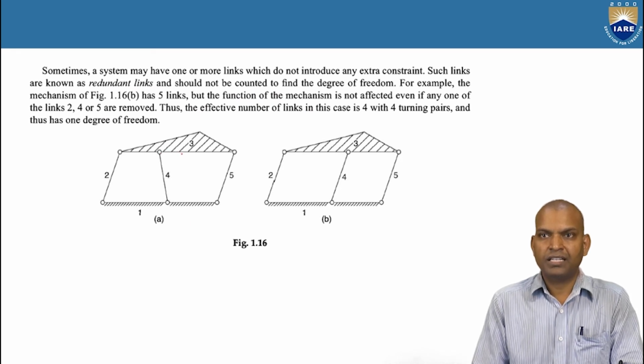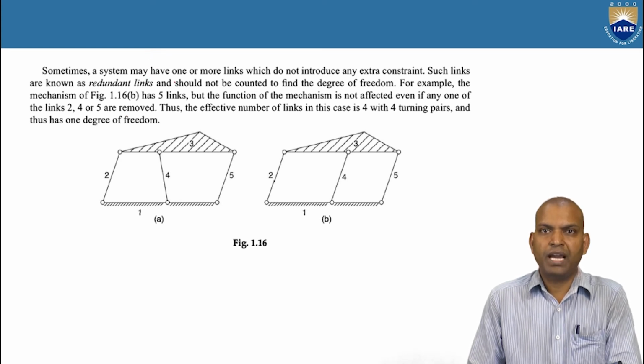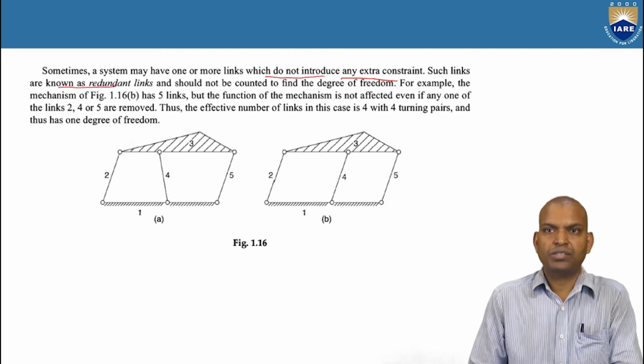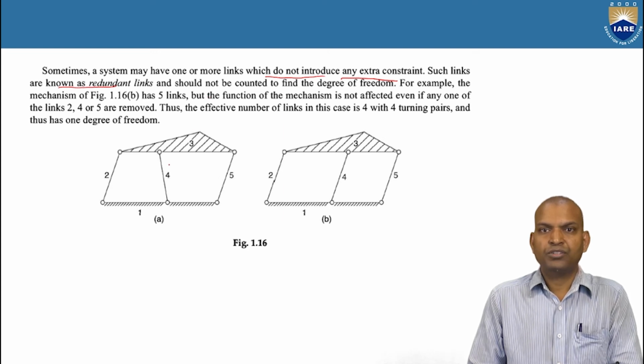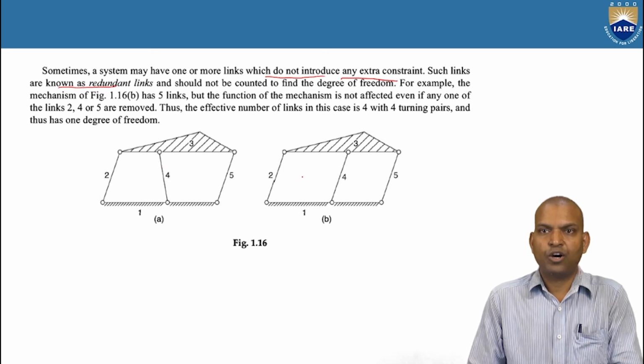So what is a redundant link? You can understand it more and more. Redundant link means sometimes a system may have one or more links which do not introduce any extra constraint. Such links are known as redundant, and a redundant link should not be considered to find the degrees of freedom. For example, in this figure 1.6b, how many links are there? 1, 2, 3, 4, 5.